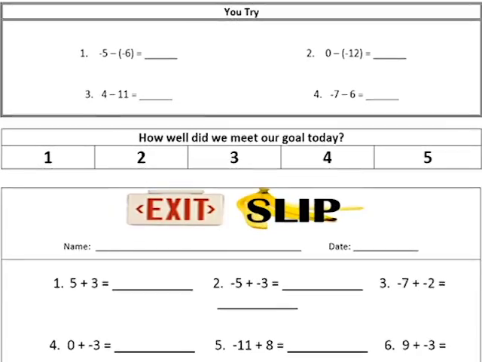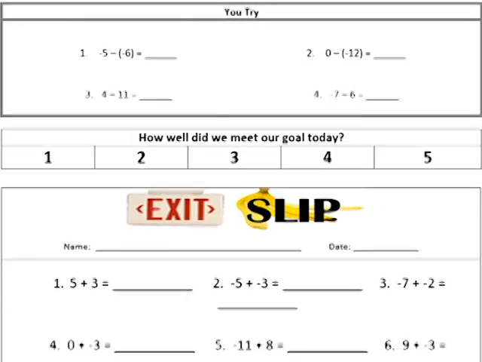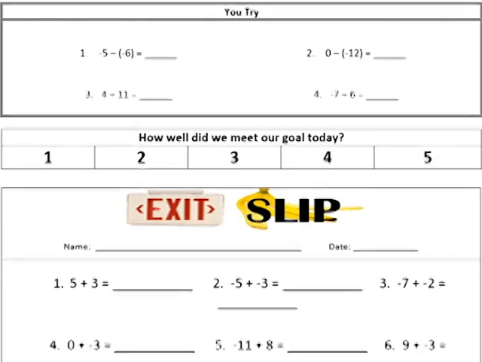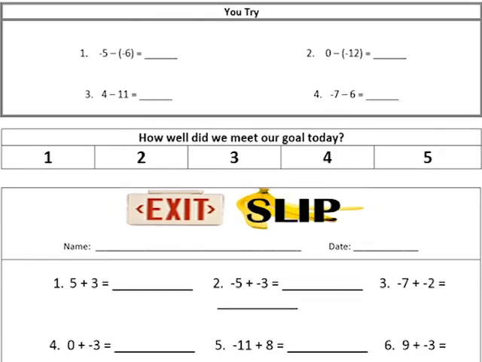Let's try one together. 7 minus negative 6. So I need to change the operation to positive. Opposite sign, so it's now positive 6. Well, that's easy. Same sign. 7 plus 6 is 13. Give 1 through 4 a try on your own.